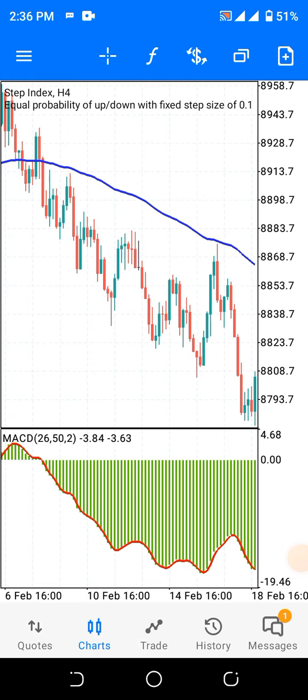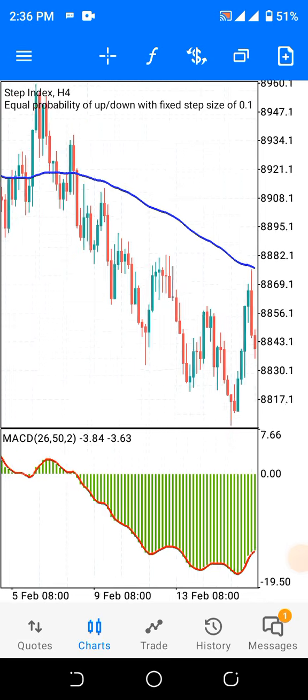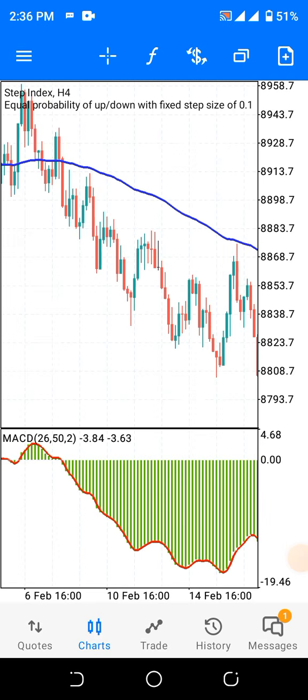Now, you need only the MACD indicator and a moving average. These are the only two things you need to record massive profit trading Step Index on the 4-hour time frame. Now, this is how I make this strategy. On my screen, you will see the MACD section and the chart section.